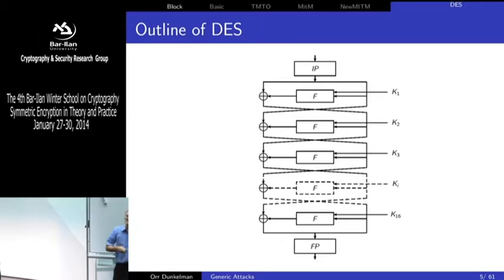Okay, so there is a key schedule algorithm that takes 56 bits of the key and generates 16 values, K1 to K16, of 48 bits each. I will show you the key schedule afterwards.